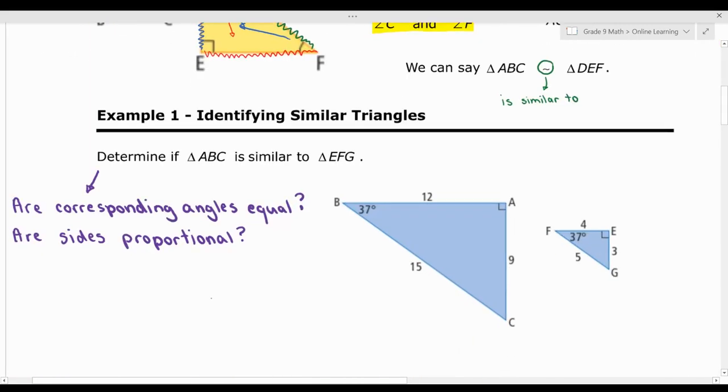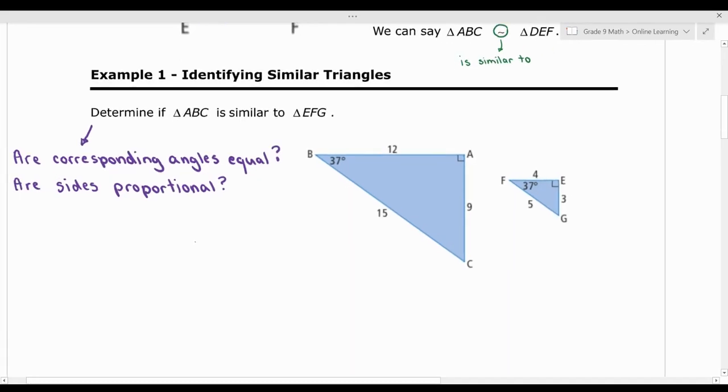Okay, so here's our first example. We want to determine if triangle ABC is similar to triangle EFG. To determine that, we've got to figure out, are the corresponding angles equal? And then are the sides proportional? What I like to do is just label my triangles. I'm going to refer to this one as the big triangle. It looks bigger. And then this will be the small one.